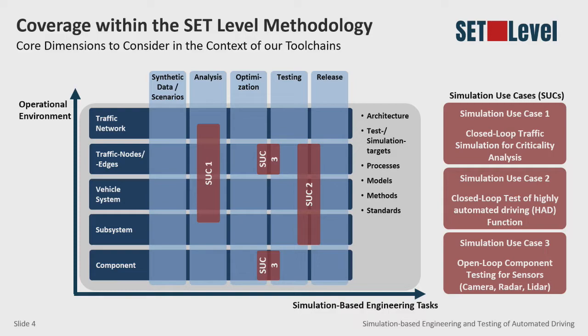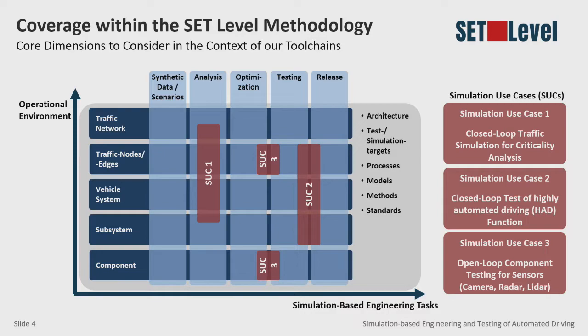Simulation use case 1, the closed-loop traffic simulation for an analysis task, is located within the column of analysis engineering tasks. But it starts from a subsystem which plays a huge role in the simulation. It also incorporates an overall vehicle system because we tried to run an automated driving function in that scenario. We come to traffic nodes, and we even extend that to traffic networks, as you will see later on, because we used a quite complicated map in that example that could already be considered a traffic network.